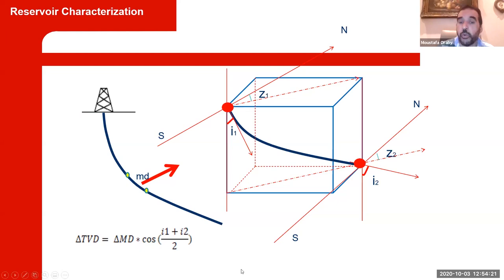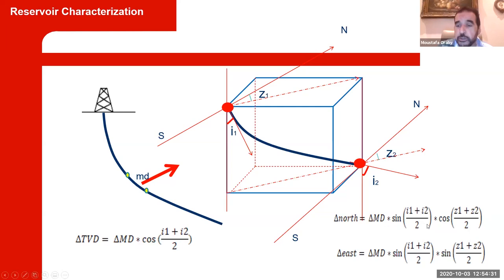What is the projection to the east? And what's the projection to the north? Okay, projection to the north is delta MD sine of (I1 plus I2 over two) cosine of (Z1 plus Z2 over two). I don't want you to go through how these things are derived. It's too complicated for the class. I don't want to go through this math, but I want you to understand what is I1 and what's I2? What is Z1 and what's Z2?